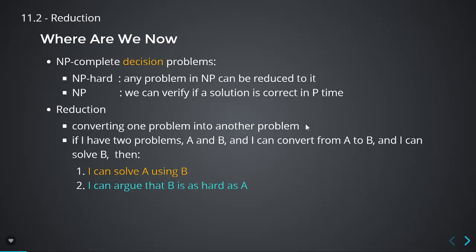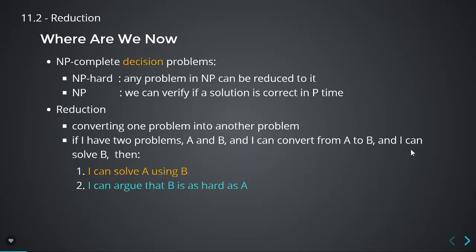Okay, so reduction is about converting one problem into another problem. It is exactly like I said here. You have two problems, A and B. You can convert from problem A to problem B, and you can solve problem B. There are two reasons why you want to do a reduction. The first one we already talked about, and it's kind of obvious: you want to solve A using B. The second one is actually the more important one, and we're going to spend a bit more time on that. You use reduction to argue that B is as hard as A.